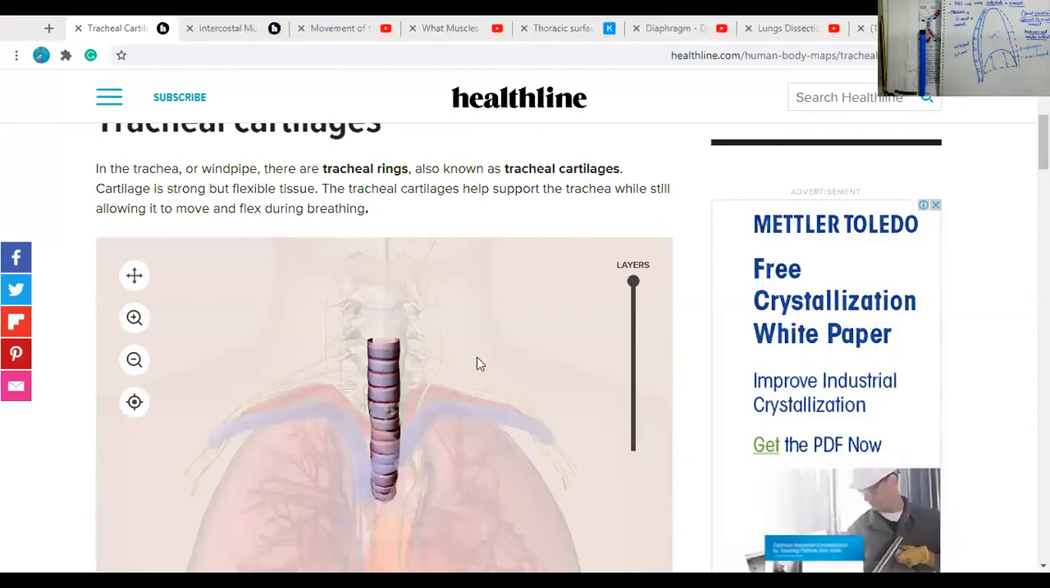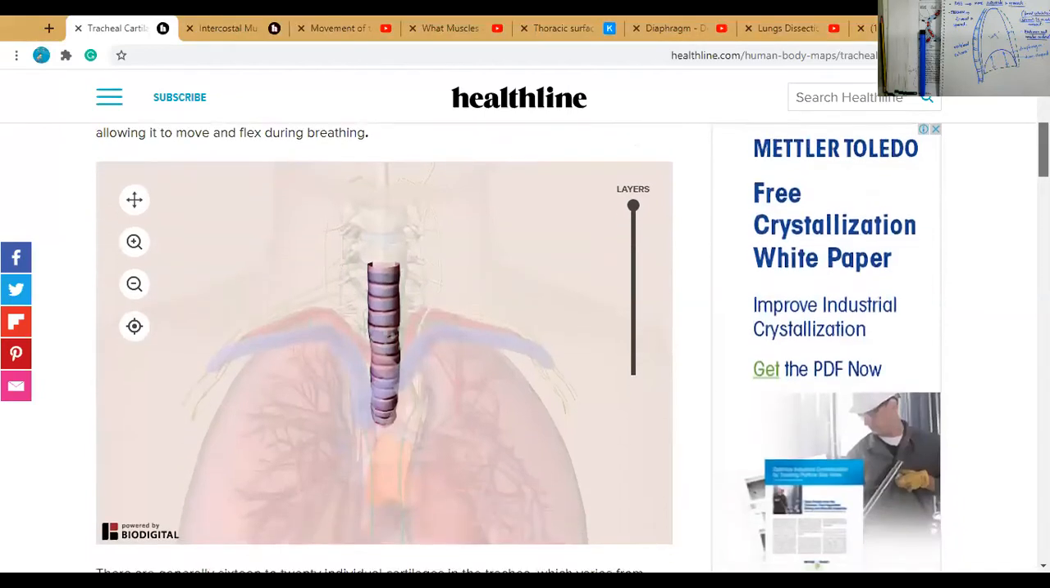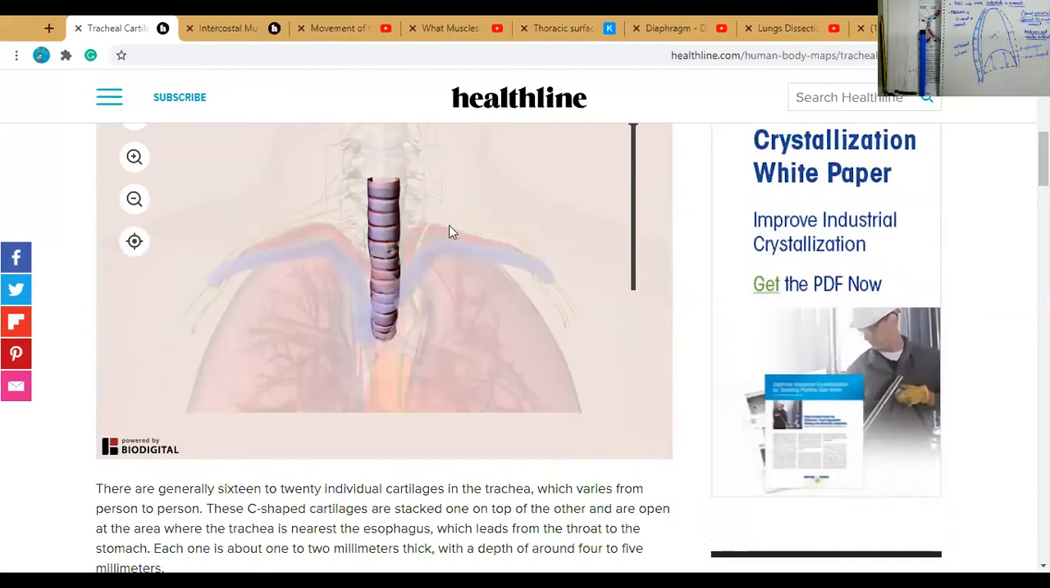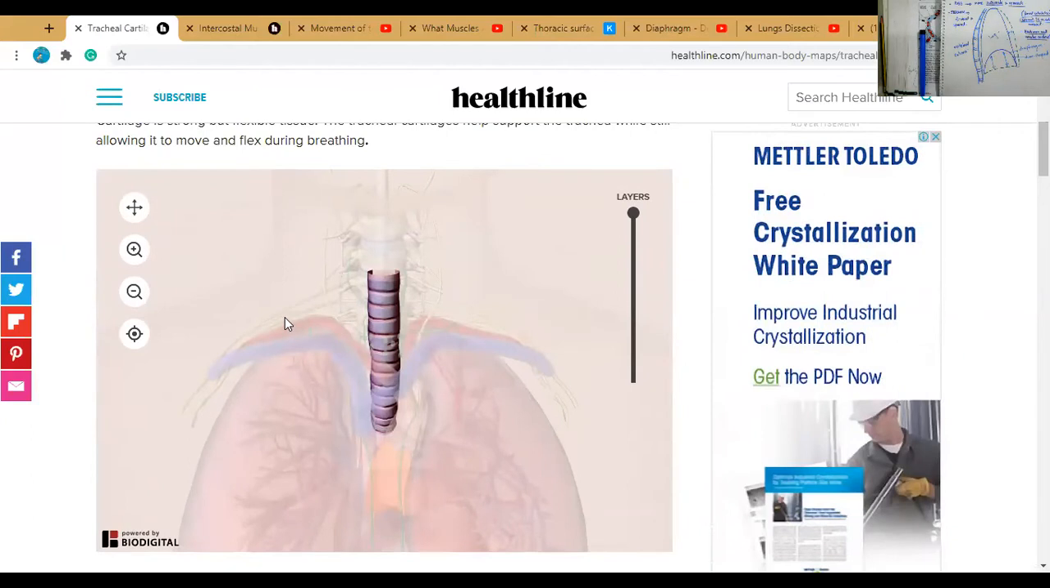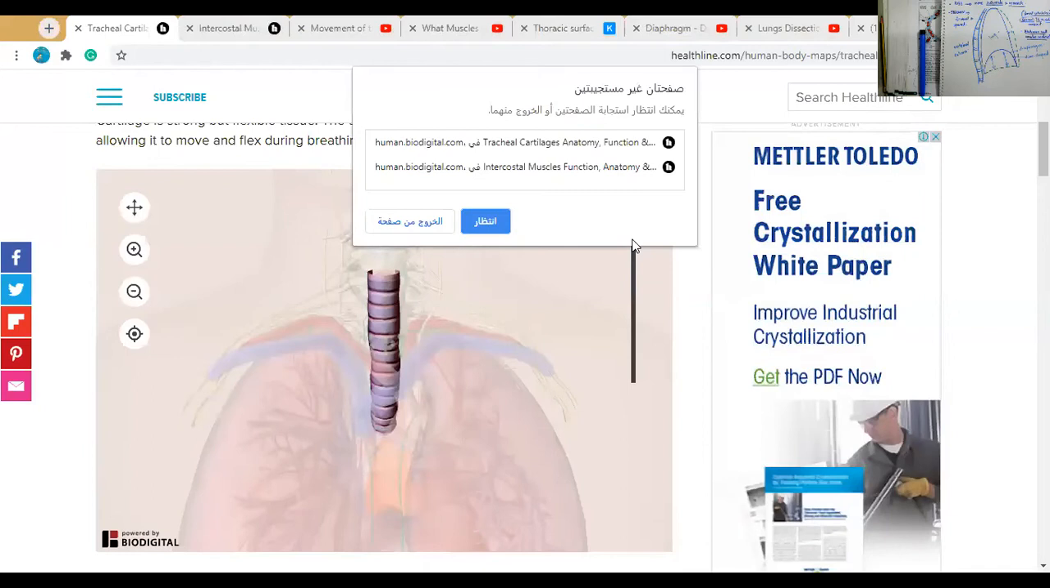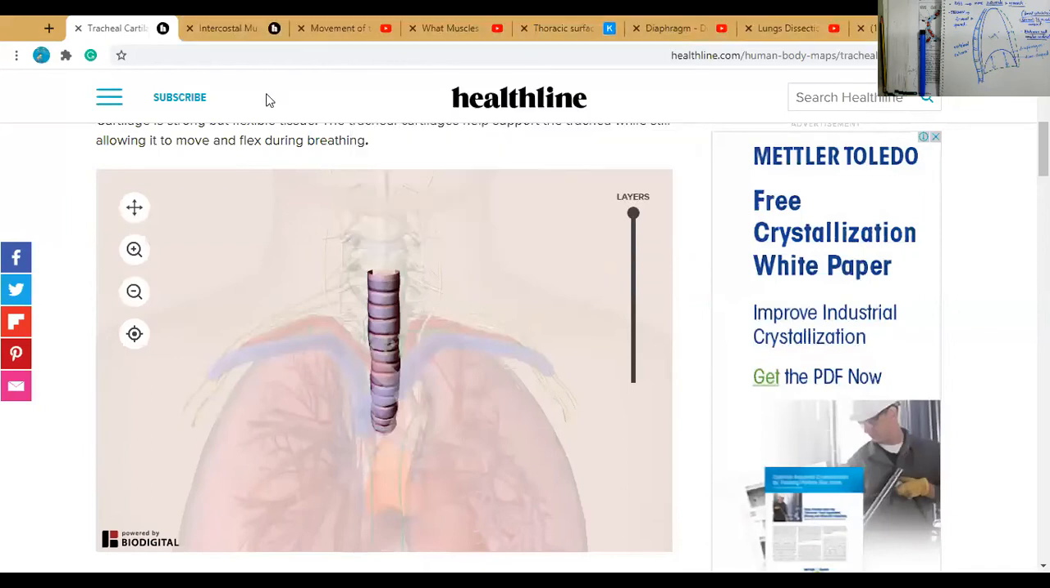Okay, so this is the trachea. Remember, I think I showed this to you before as well. So I'm removing the layer. In this website, I can remove the layers and I can see, but it's very slow right now. Maybe because of the meeting. Okay, just leave this website. Let's move on.